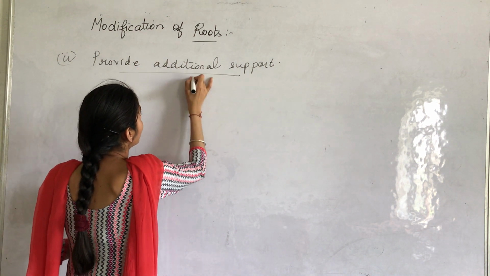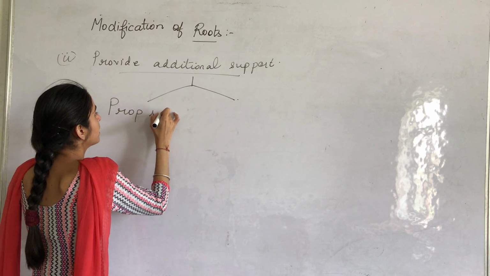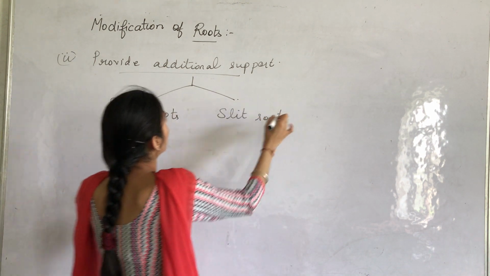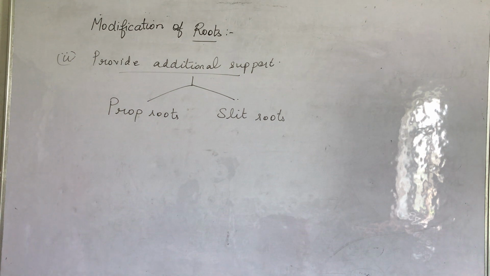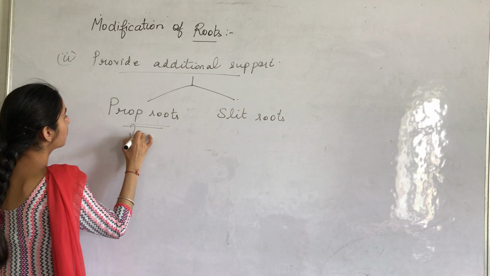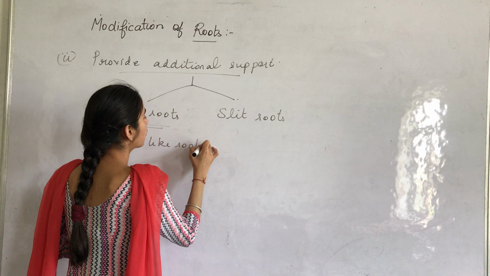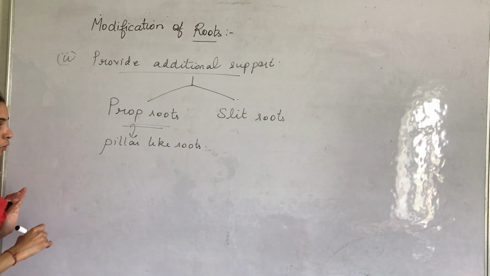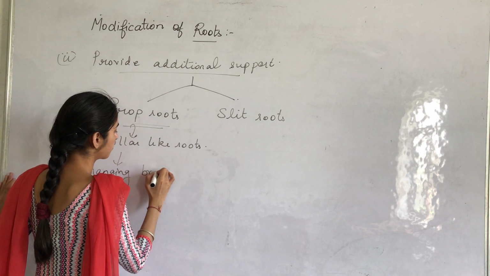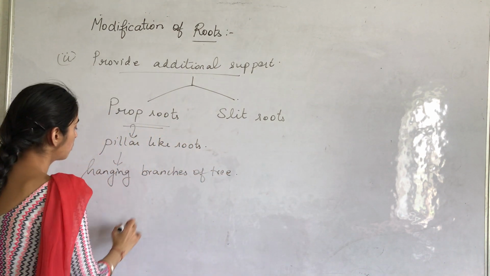The roots that provide additional support are of two types. One is prop roots, and the second is stilt roots. In the case of prop roots, these are pillar-like roots, and they are hanging down from the branches of the trees, so that they provide additional support to the plant.